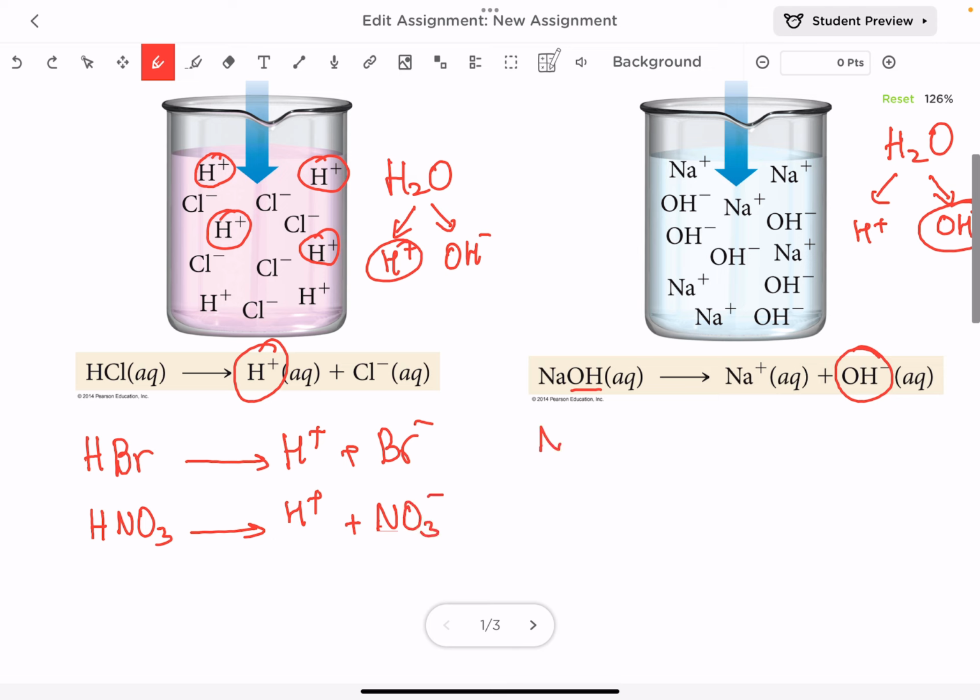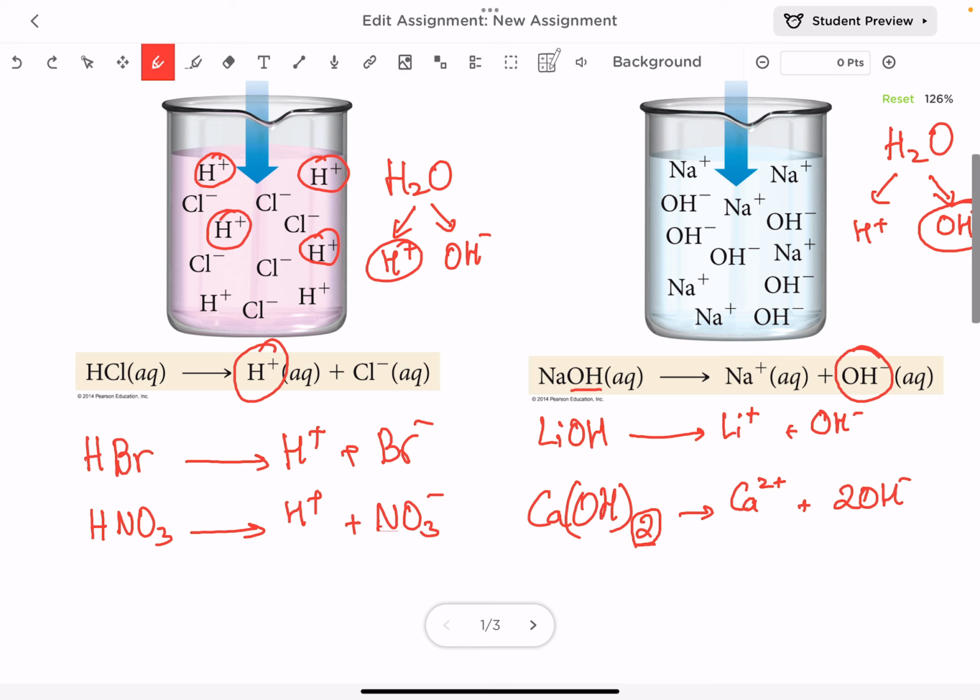And if I have a base, the Arrhenius base specifically works for the bases containing OH in their formula, like LiOH or calcium hydroxide, Ca(OH)₂. So when LiOH ionizes, it gives me Li plus and OH minus, whereas when calcium hydroxide ionizes in water, I get 1 Ca and 2 OH minus.